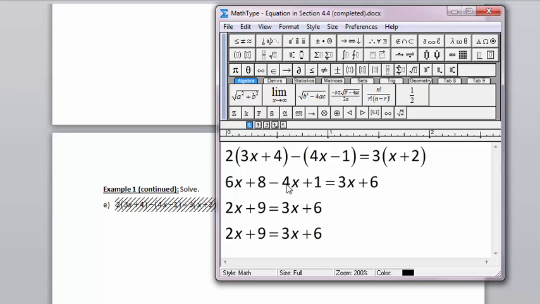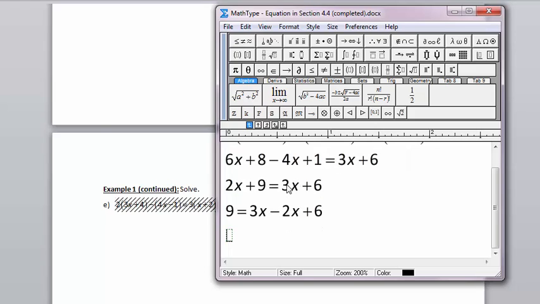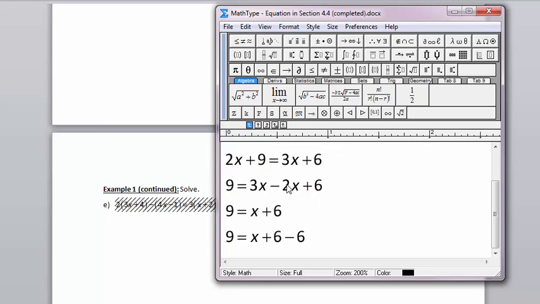Rearranging our variables first, once again, we have 2x being the smaller of the variables, so we're going to subtract 2x from both sides. On the left-hand side, we have 0x left, just positive 9, or 9. And on the right-hand side, we're going to have 3x minus 2x is 1x, or just x. So I have 9 equals x plus 6. To continue solving this, we need to subtract 6 from both sides. That will give us x equals 9 minus 6 is 3.